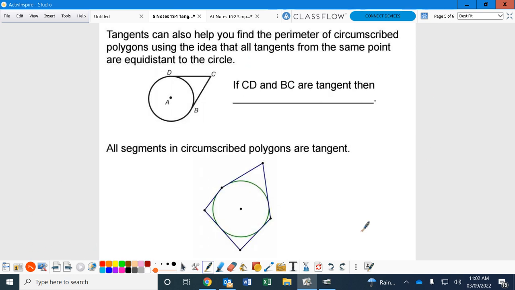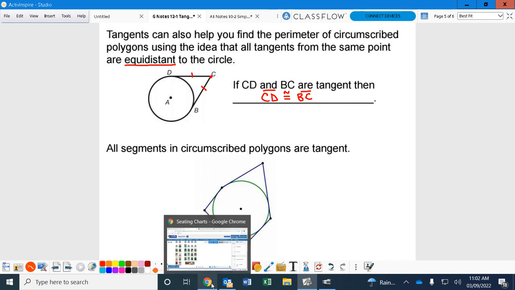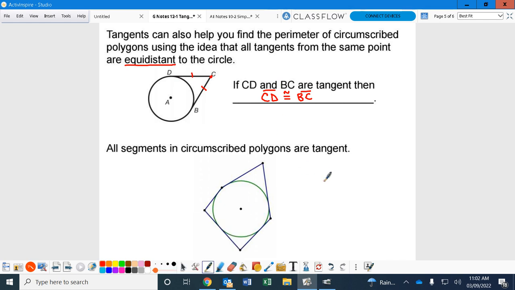Here we go. So the whole idea is, guys, if you have tangents that are coming from the same point, then they are going to be equidistant to the circle. That means if I have a tangent CD and CB, these are both going to be congruent to each other. Since they're both tangents, CD is going to be congruent to BC. That's the whole concept, guys. If they're tangent from the same point, they're congruent.